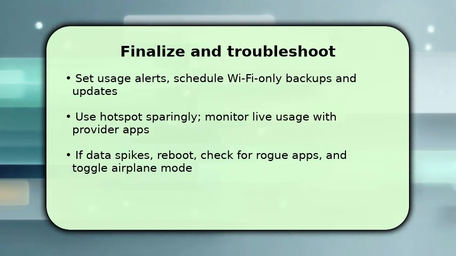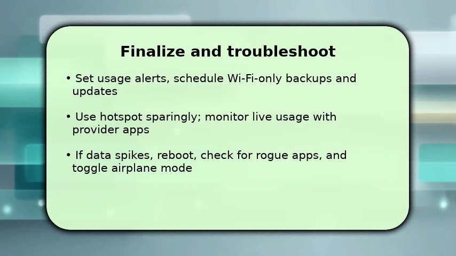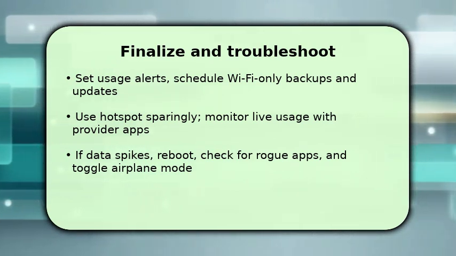If you encounter unexpected spikes, reboot the device, inspect recent app updates for rogue background activity, and toggle airplane mode briefly to cut all connections while troubleshooting. Finally, make sure to re-evaluate settings next billing cycle to adjust based on actual usage patterns.